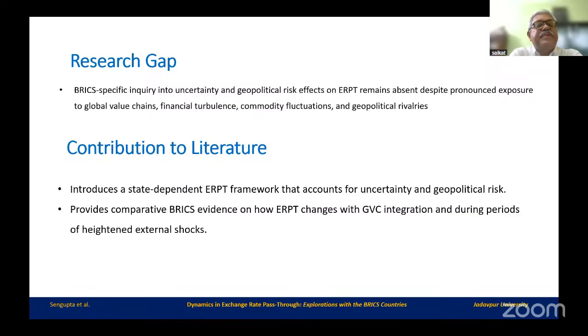What is the research gap that we find? A BRICS-specific inquiry into uncertainty and geopolitical risk. They affect ERPT, but it remains absent in the literature on BRICS, despite pronounced exposure to global value chains, fiscal turbulence, commodity fluctuations, and geopolitical rivalries.